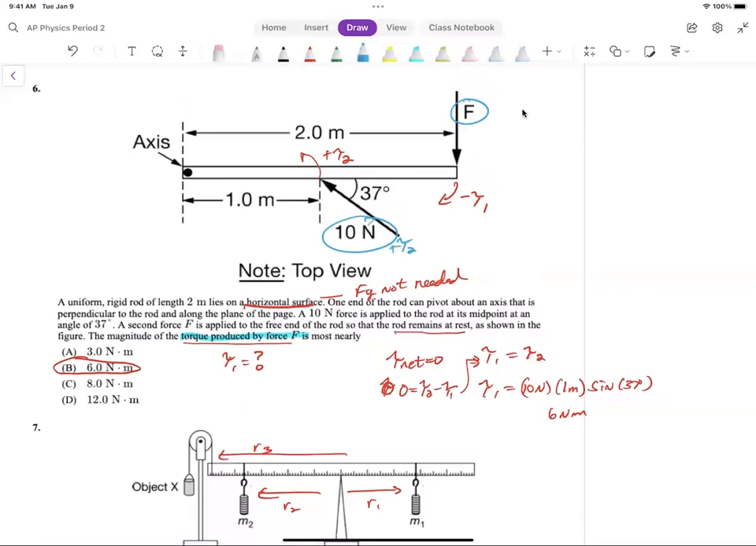And so we know that the net torque is 0 because they told me that it was going to remain at rest. So I know that torque 2, which is positive, minus torque 1 has to equal 0. So they equal each other. Now I solve for torque 1, which is equal to torque 2, which is 6 Newton meters.